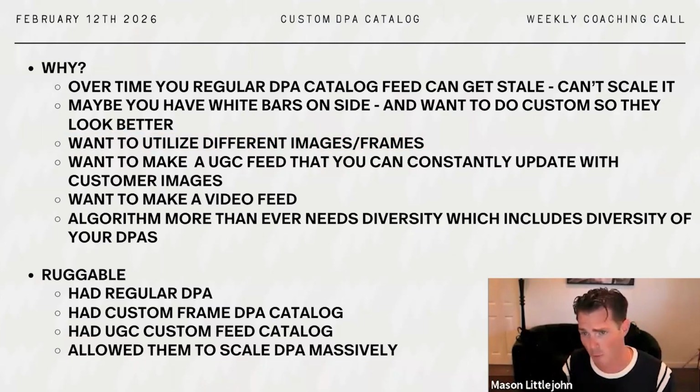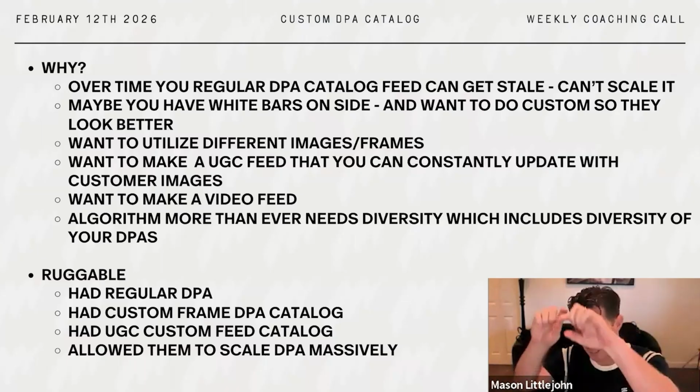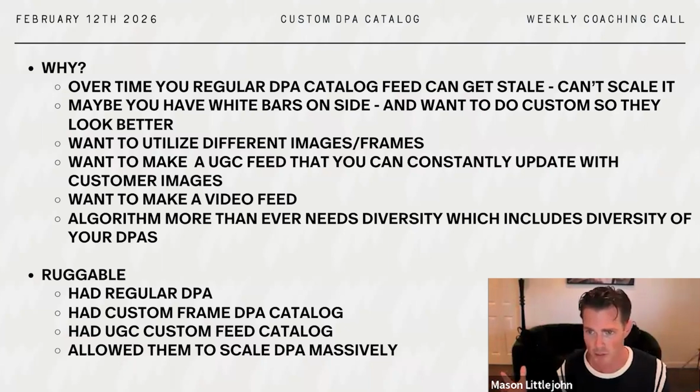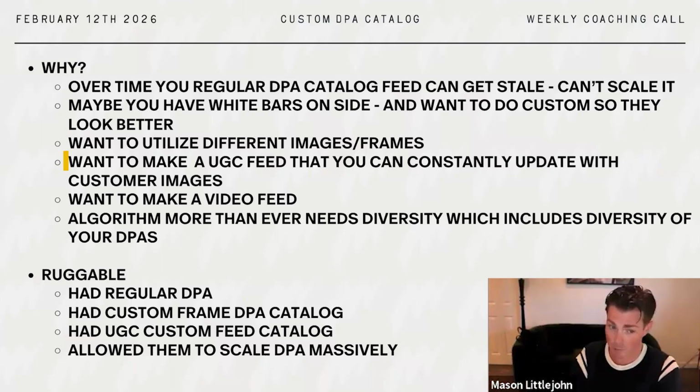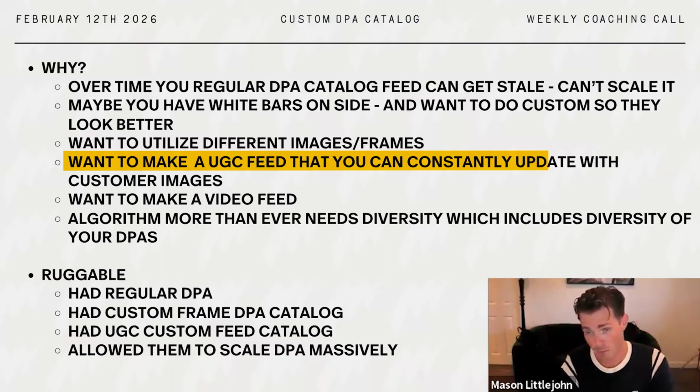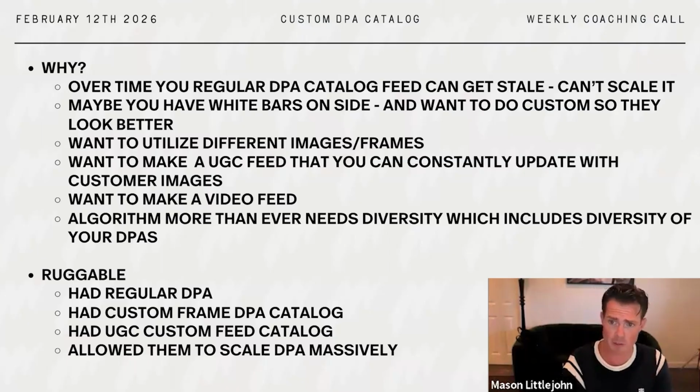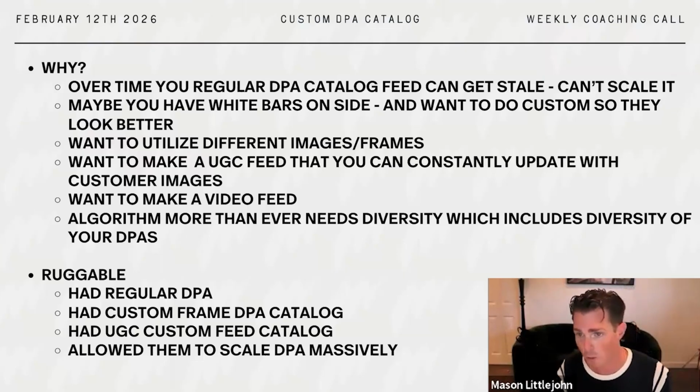So there's a lot of softwares, Marpipe, Socio, that create custom feeds with different treatments on them. Really, it's just frames. They're adding frames in a custom feed there. You want to make a UGC feed, which is what we're going to be making, that you can constantly update with customer images, right? So every time you have a new customer or a new image from an influencer or whatever, you can add it to your feed easily. And again, ability to get net new incremental reach.